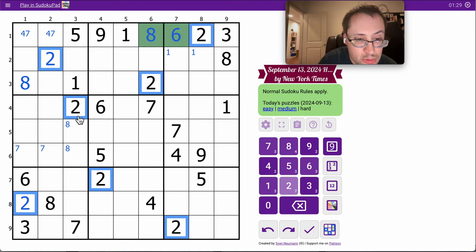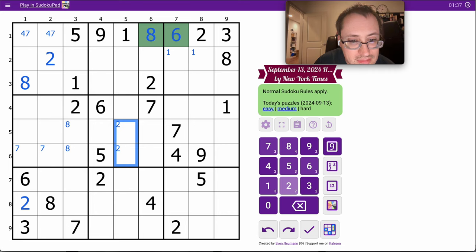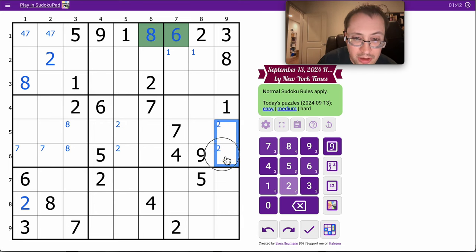What I'm missing are rows 5 and 6. Now, I have an X-wing because here and here, they'll end up on the diagonal corners, one or the other.